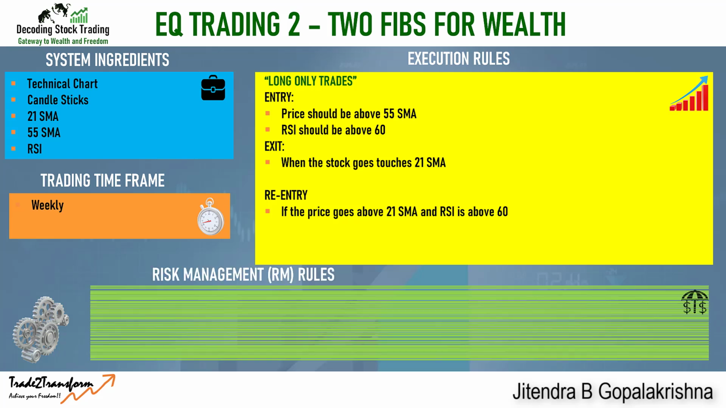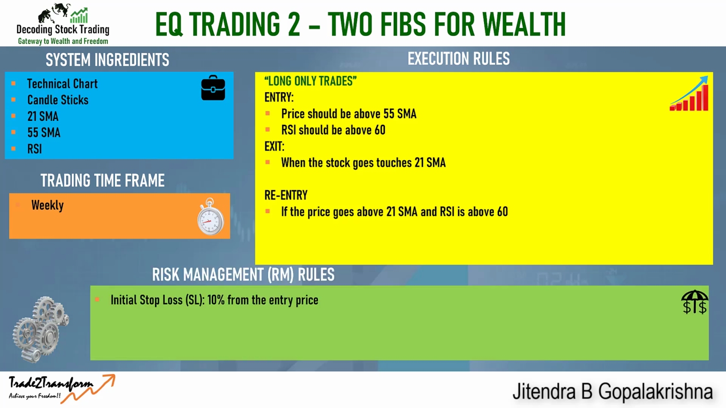And finally, the risk management is an initial 10% stop loss, and later on when the price goes above 21 SMA, trail at 21 SMA for exit. So this is also an extremely powerful wealth creation system. Use this on any script which comes, hold it for a few weeks, a few months, and if you do it constantly, you will generate very good wealth out of this.